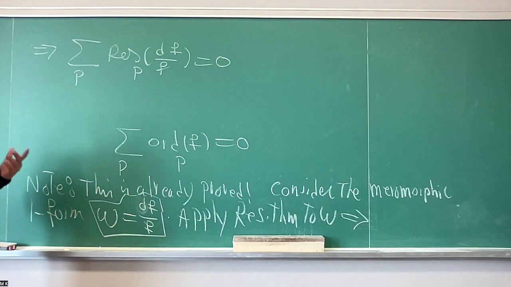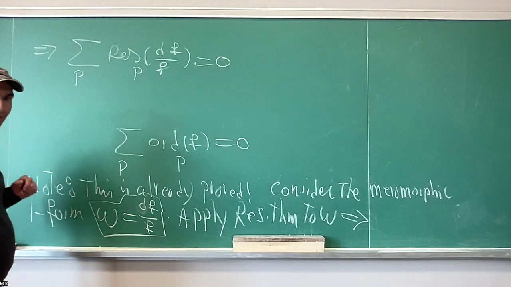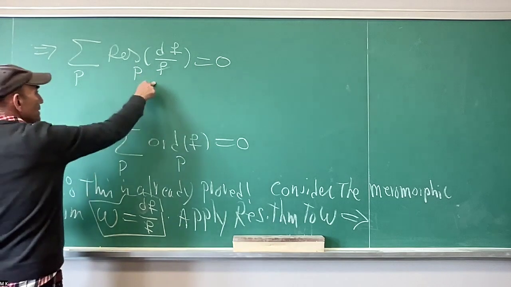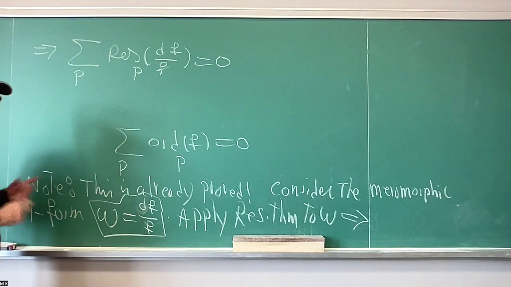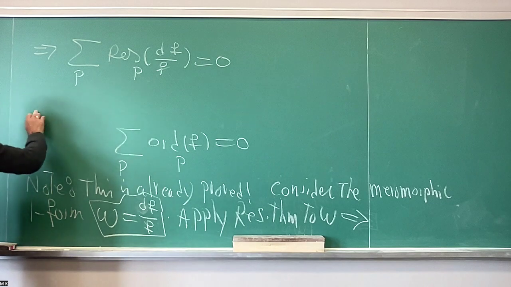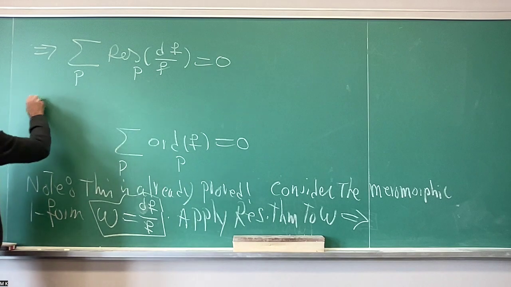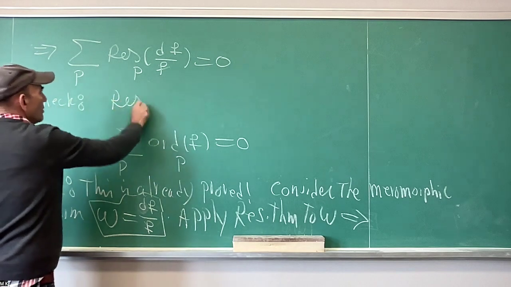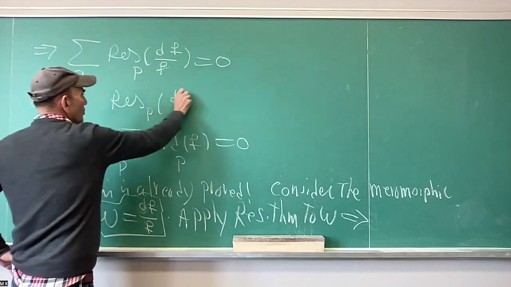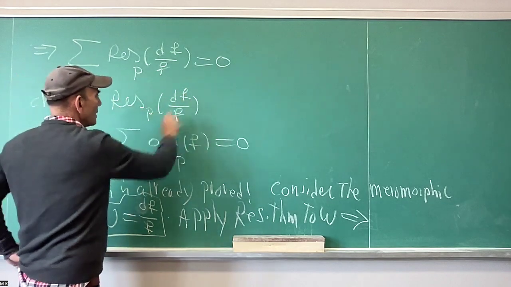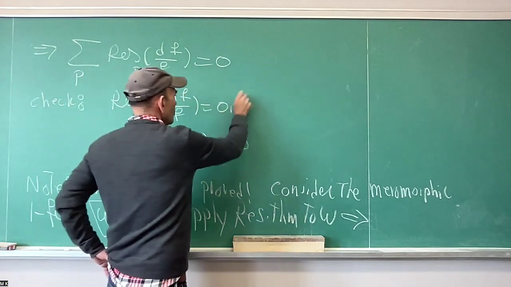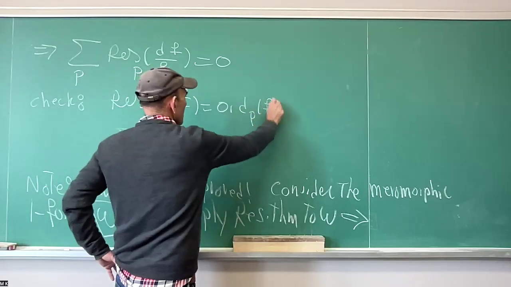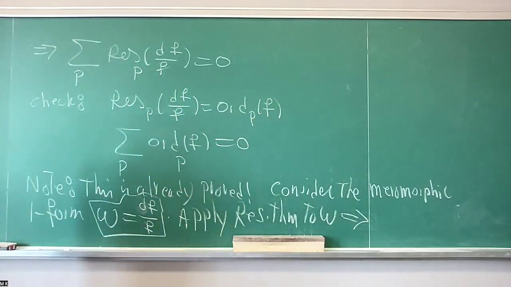Now something, as I said, something like magic happens: the residue of this guy is actually the order of the function at that point. This is something you have to check. The residue of these logarithmic one forms are exactly the order of f at p. It could be minus the order of f at p. I have to check what the order actually is.